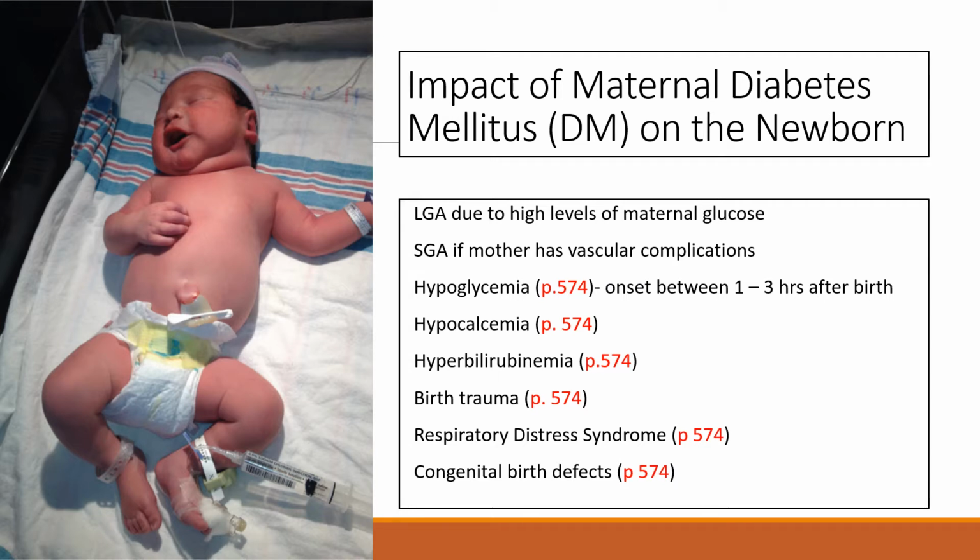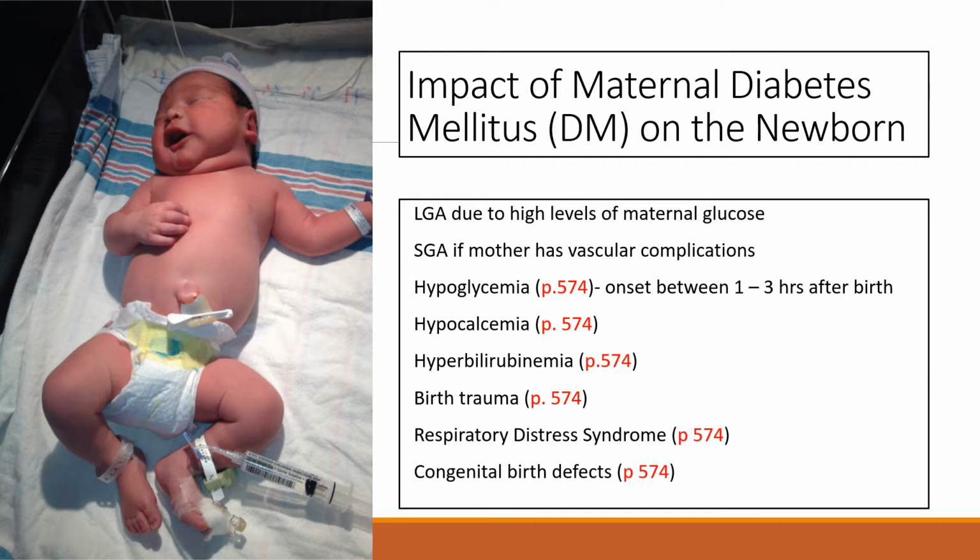There's also the possibility for hypoglycemia, which generally is onset between 1 to 3 hours after birth. And the baby may experience a severe drop in their glucose levels as related to the cutting of the umbilical cord. We also find that the babies may have a problem with hypocalcemia. All of these things are discussed on page 574 in your textbook.